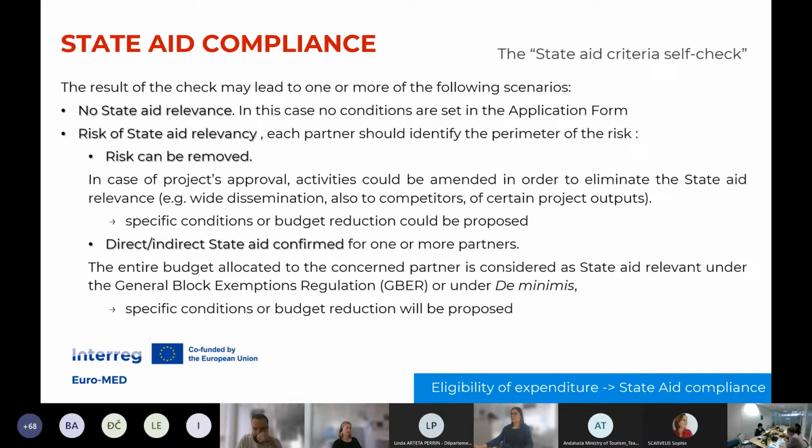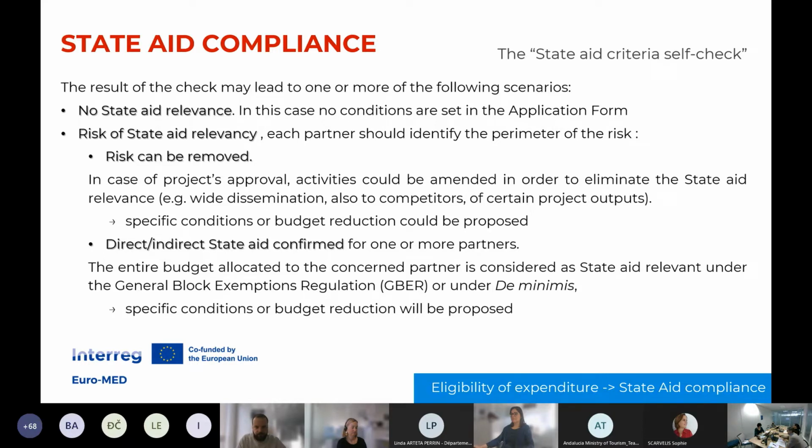Or in case you cannot remove the risk of state aid, you will follow a state aid regulation exemption, and you will have to choose between two schemes. One is the GBER, which allows you a threshold of 2 million euro in the last 3 years, or the de minimis scheme, which allows a threshold of 200,000 euros in the last 3 years.